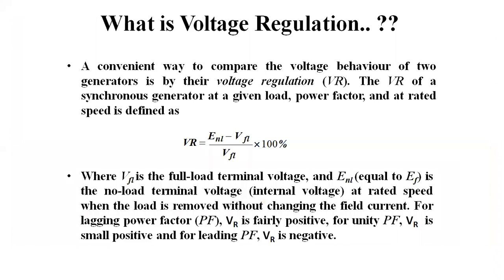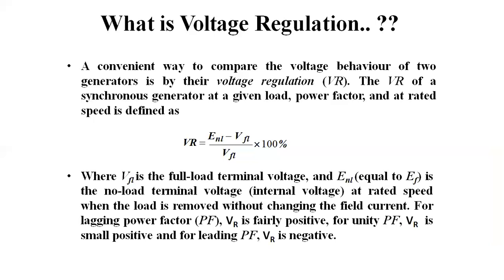The VR of a synchronous generator at a given load, power factor, and at rated speed is defined as VR equals (V_NL minus V_FL) by V_FL into 100. That is the percentage of voltage regulation. We are defining voltage regulation in terms of VR, capital V suffix R, where V_FL is the full load terminal voltage.